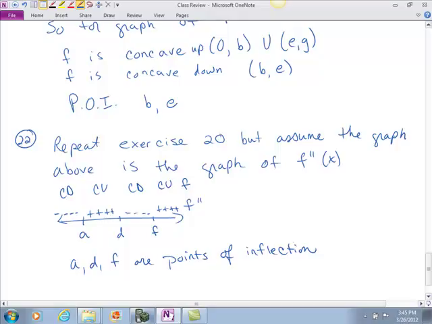All right, do you guys want to try number 23, or do you think you have enough of this? You want to do number 23?